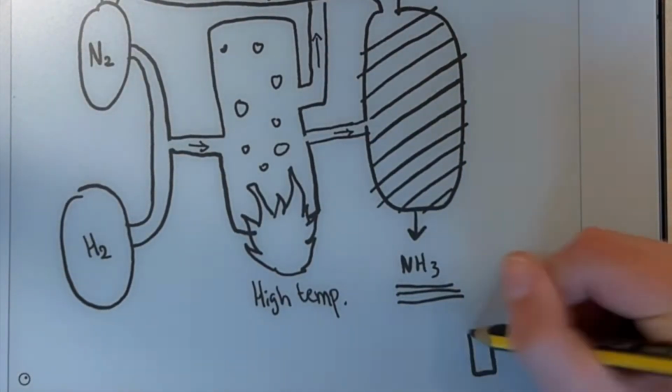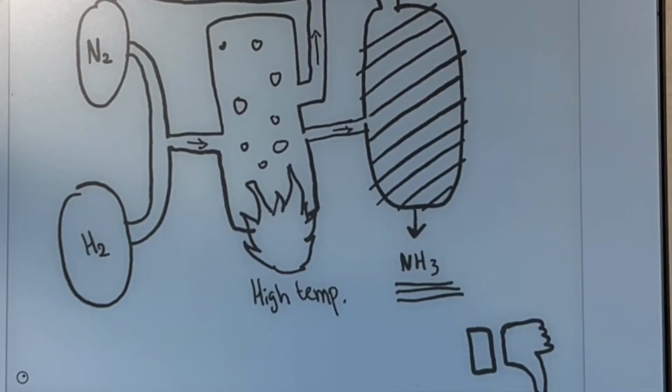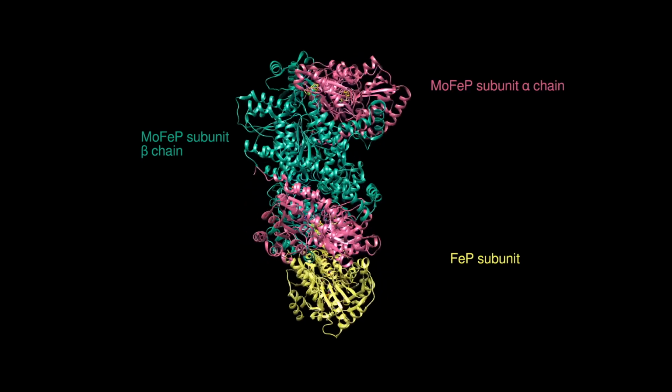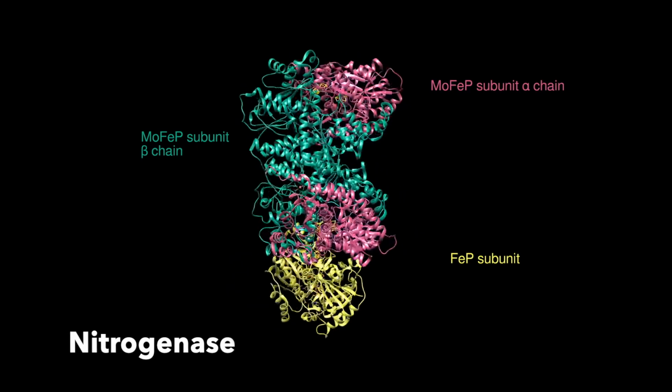However, since this process is extremely energy intensive and produces harmful waste products like CO2, it is necessary to explore different methods to produce this important chemical. That is why in this video we will look at how ammonia can be sustainably produced using nitrogenase.